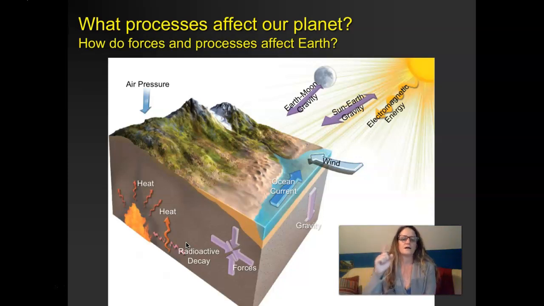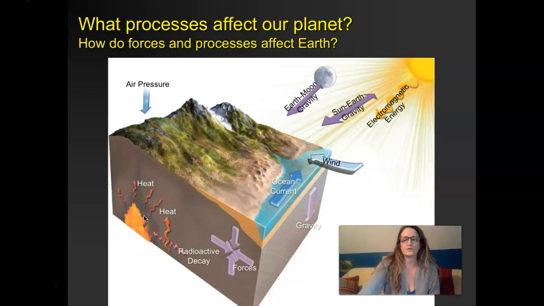Okay. There's also leftover heat. I think that's what they're trying to show here. This leftover heat from the formation of the earth, all those planetesimals hitting and coming in to form the earth in the early stages of the formation of the earth, and some of that heat is still left over. We have air pressure, so there's pressure of the air on the earth.